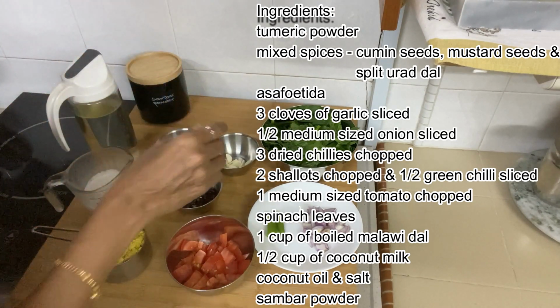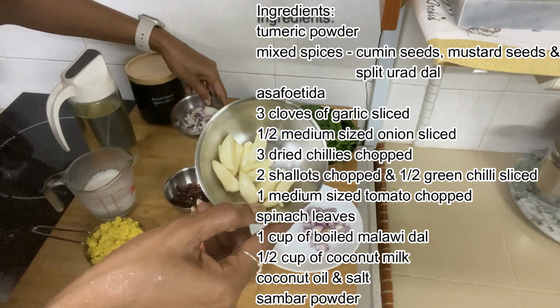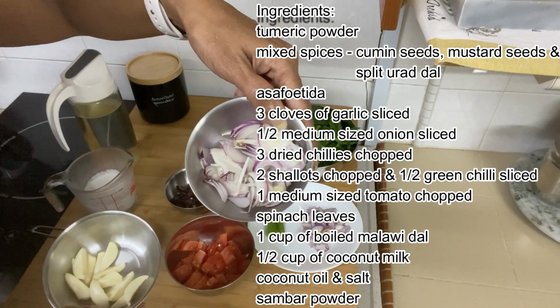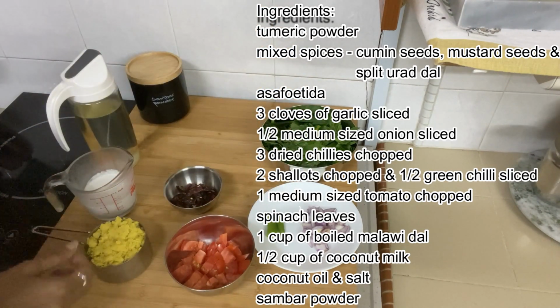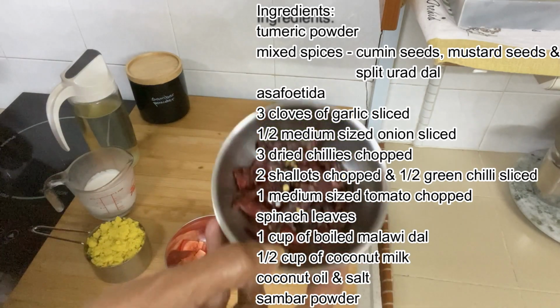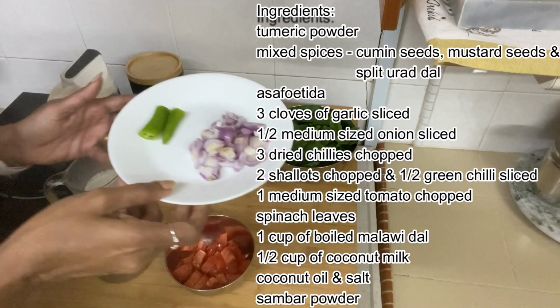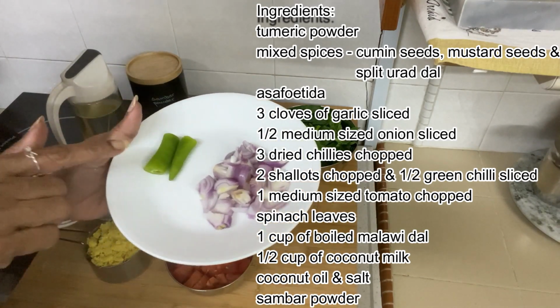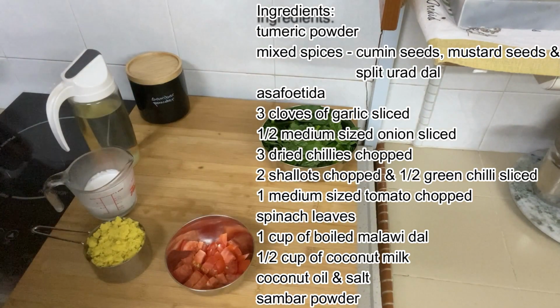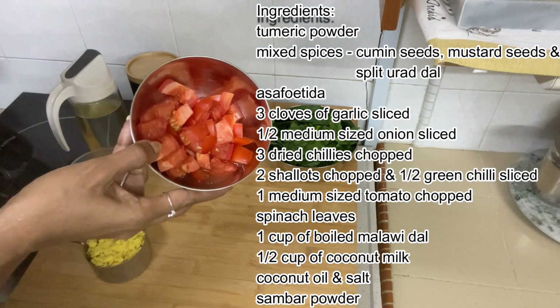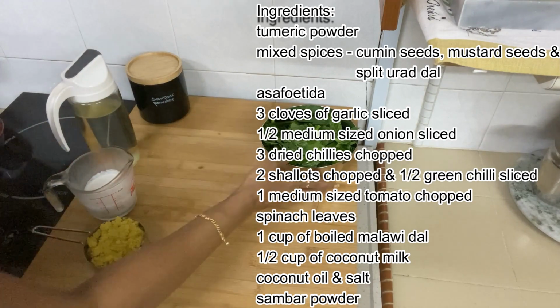Then 3 cloves of sliced garlic, half a medium-sized onion sliced, 3 dried chilies chopped, and then I have some shallots, 2 shallots chopped, half a green chili. Then I've got 1 medium-sized tomato that I have chopped.